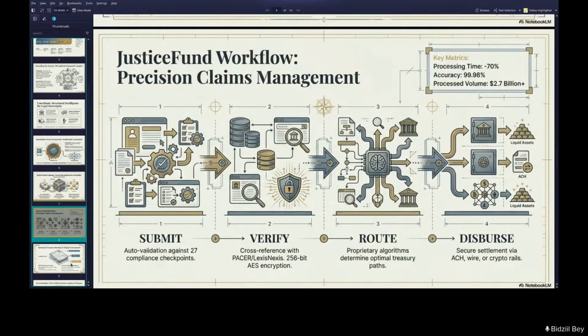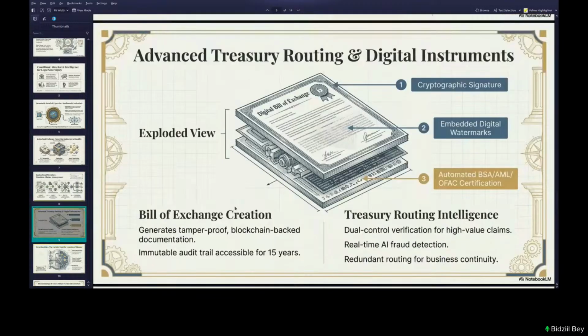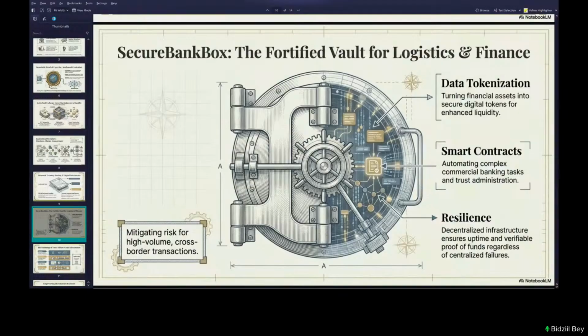But this ecosystem of security and decentralization, it's expanded by related platforms, right? Like Secure Bank Box. Right. Secure Bank Box plays a critical complementary role. So while JFE focuses really tightly on legal claims and secured transactions, Secure Bank Box provides secure and decentralized solutions across the broader financial and logistics industries. And it leverages the same foundational technologies. The same ones: blockchain, smart contracts, and data tokenization to mitigate risks and streamline complex cross-border transactions, even during major disruptions like supply chain issues or banking failures.